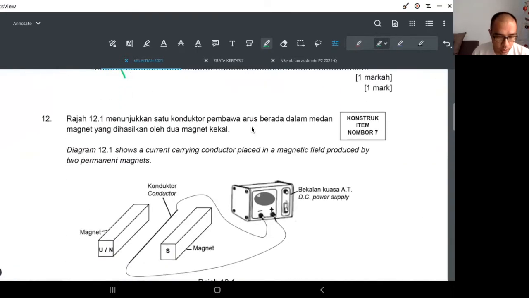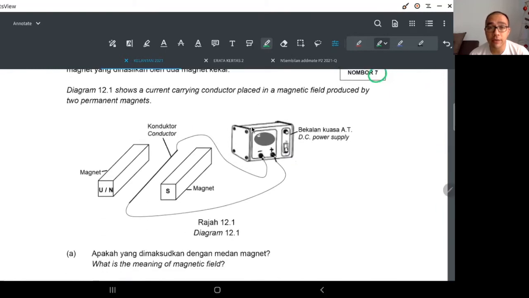All right, 12. Diagram 12.1 also same, construct number 7. So we are making a choice again. Okay, shows a current carrying conductor placed in a magnetic field produced by two permanent magnets. So this is chapter 4, 4.1, sorry, 4.1. Okay, the magnetic field.